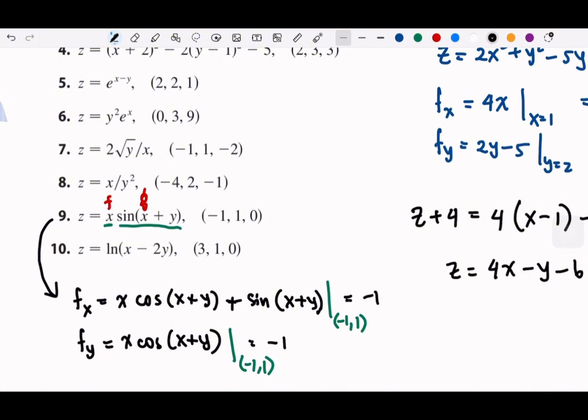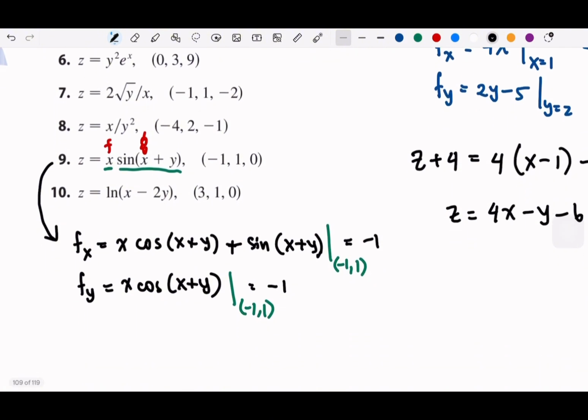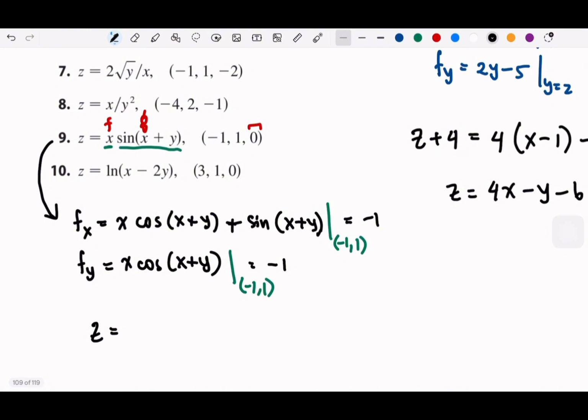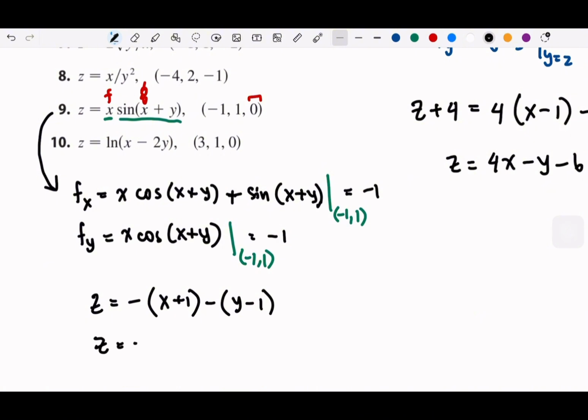So both are negative 1, and we can put in the tangent plane formulation. So z is at 0, so I will just write z in that formulation. So this is partial x is negative 1, and then x minus minus 1, so plus 1, negative, or let me just write negative, y minus 1. So z minus x minus y minus 1 plus 1, so 0. So yeah, this is the tangent plane.